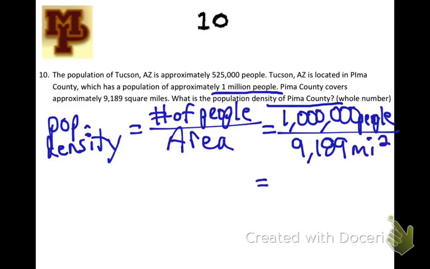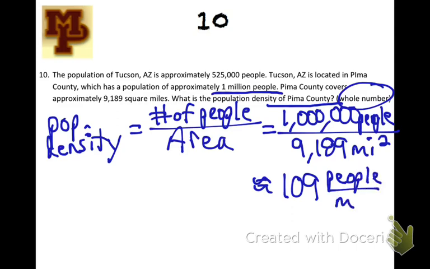And then what you get here is about, you can round it, it says round it to the nearest whole number, so that is 109, and that is people per square mile.